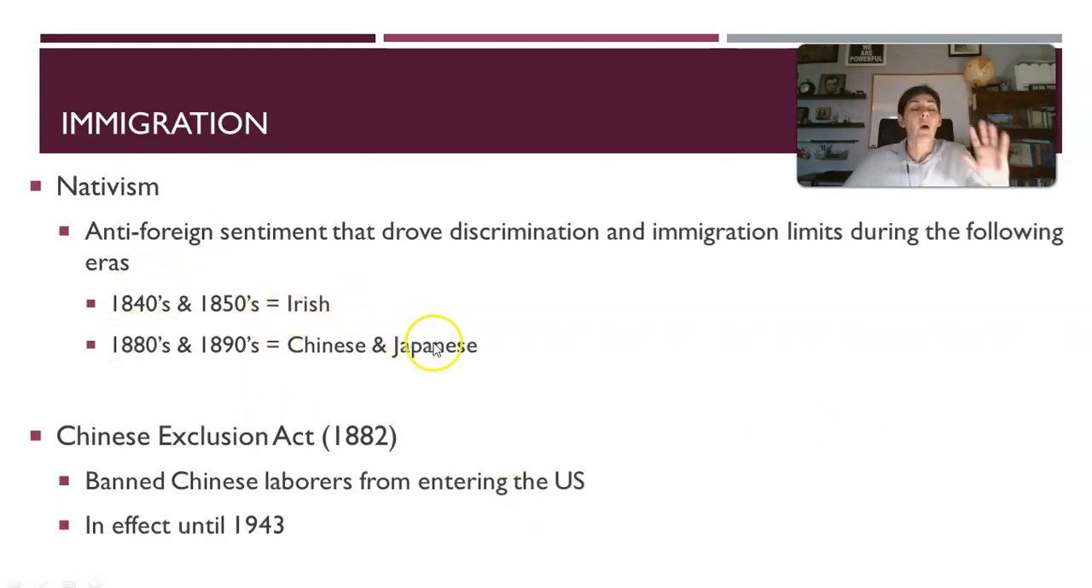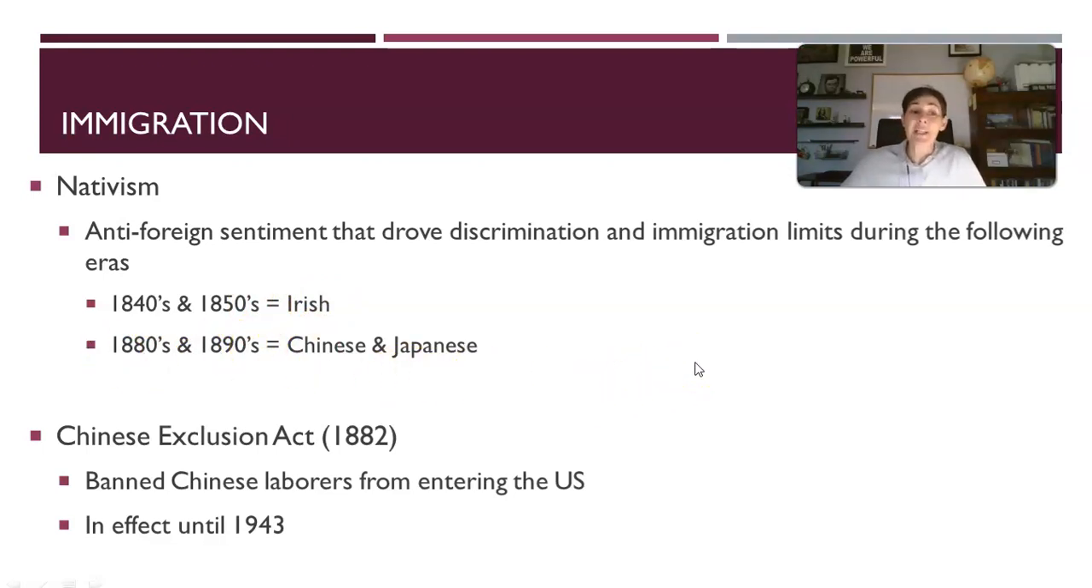So now, are there other immigrants that suffered? Yes. And we'll talk more in detail about those when we get into class and we discuss this in more detail. But these were the big picture, okay? 1840s and 50s, it was against the Irish. 1880s and 1890s, it was against the Chinese and Japanese.